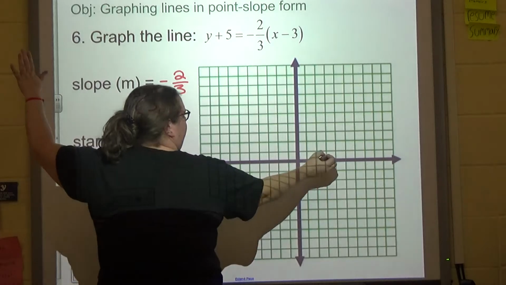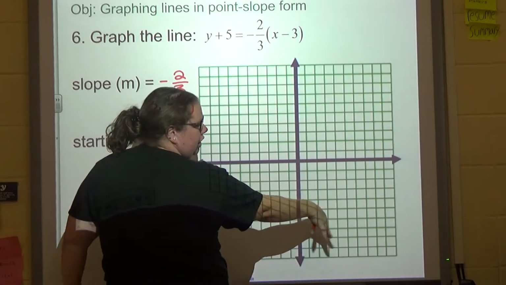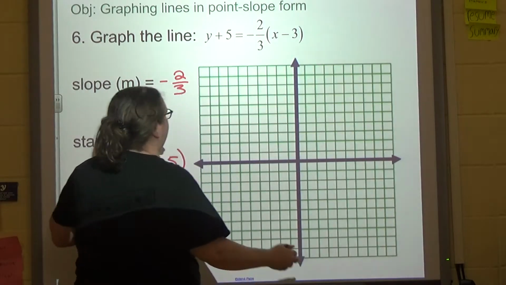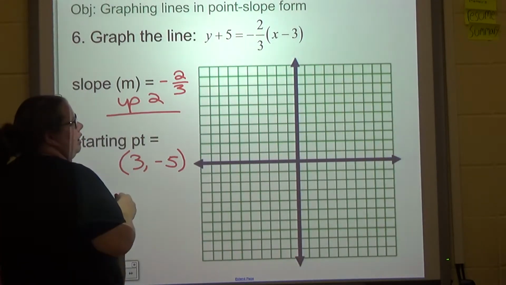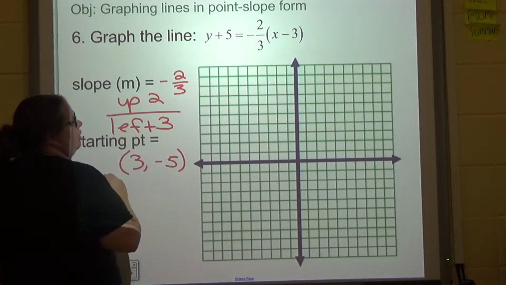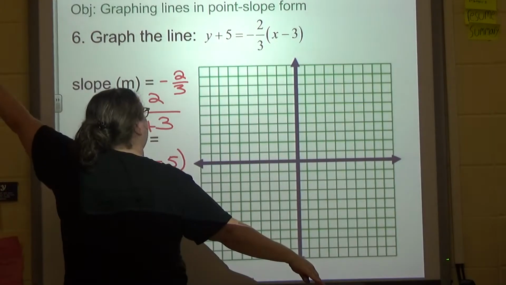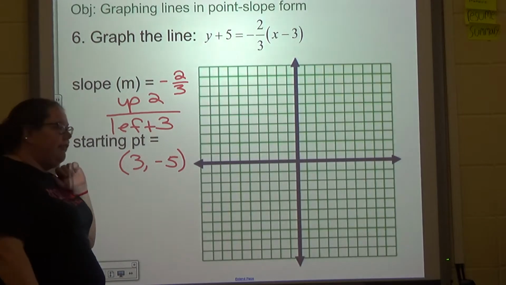So let's see, we're going to be at (3, -5), right? So that means I want to go up. If I'm down here to start, with my slope, I should be going up. So that means I'm going to go up 2. Now am I going to go right or left? Left 3. Alright, negative slope, I'm going to go up and left. So our starting point is 3, -5.